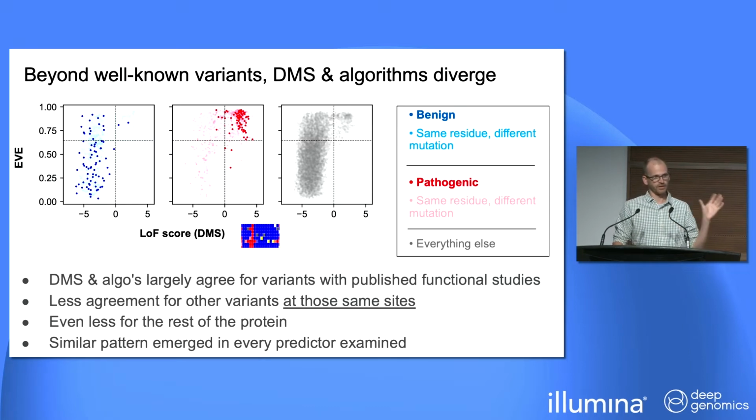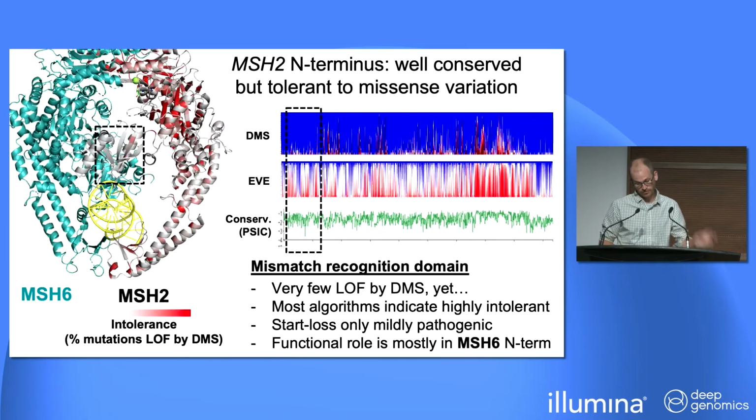This is not to pick on this particular algorithm. We saw this for every caller that we've looked at so far. And we think there's something interesting here worth digging into. I'll focus on one example, at the N-terminus of MSH2, which contains the so-called mismatch recognition domain, although it turns out that the job of recognizing mismatches in eukaryotes has been farmed out largely to MSH6, the partner within that MutS complex. Yet this part of the protein is well conserved, so it seems that it's doing something.